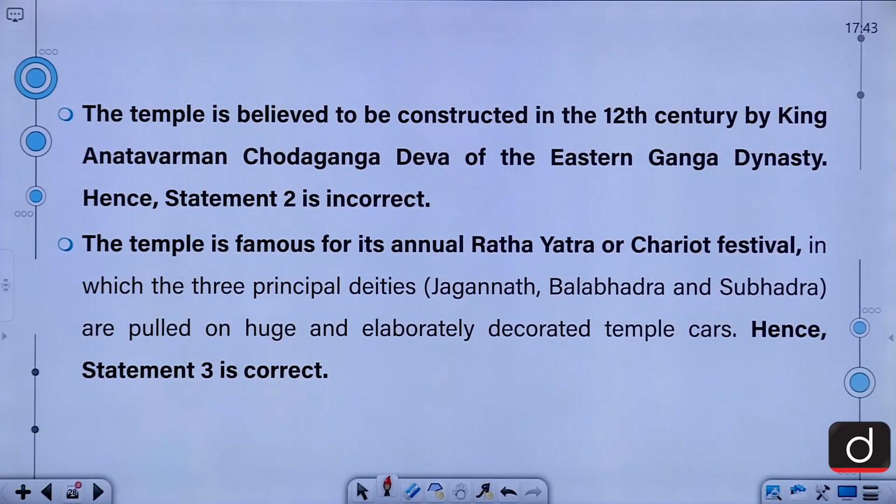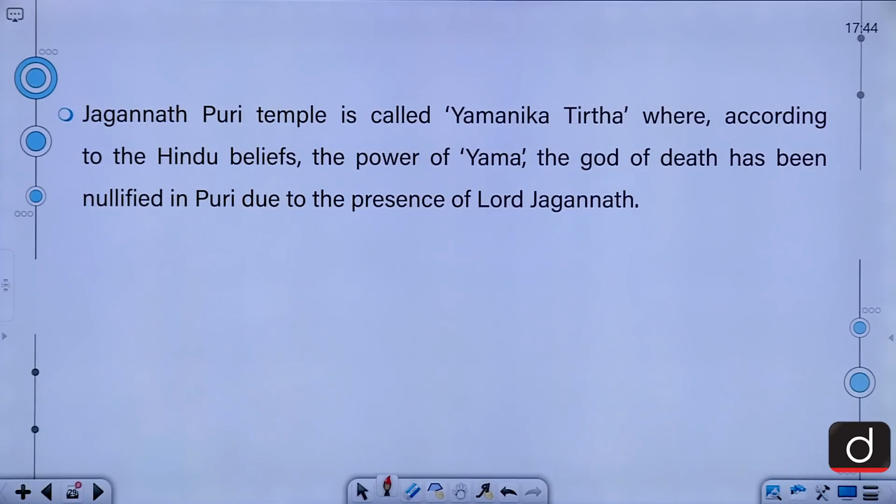The temple is believed to be constructed in the 12th century by King Anantvarman Deva of the Eastern Ganga dynasty. The temple is famous for its annual Rath Yatra or chariot festival, in which the three principal deities, Jagannath, Balabhadra, and Subhadra, are pulled on huge and elaborately decorated temple cars. Jagannath Puri temple is called Yamanika Tirtha, where, according to Hindu beliefs, the power of Yama, the god of death, has been nullified in Puri due to the presence of Lord Jagannath.